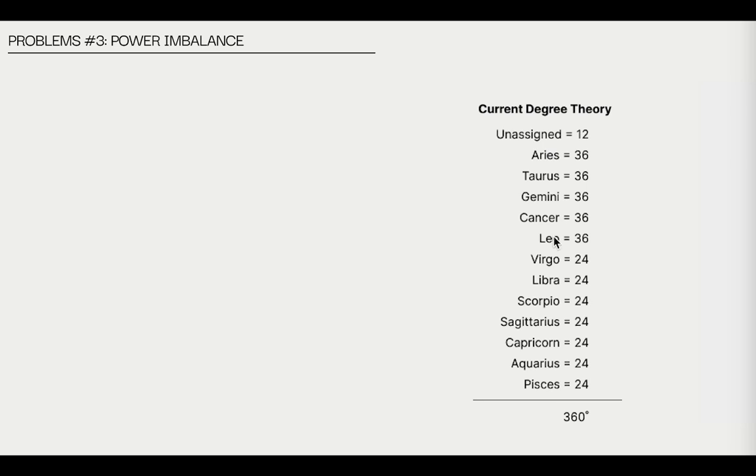And then we have Aries, Taurus, Gemini, Cancer, Leo owning 36 different degrees within the 360 degree circle. And then Virgo through Pisces owns 24. And so clearly here there's an imbalance, a power imbalance, inequality represented in how many degrees each zodiac sign rules. And then again, this shows the unevenness, inequality, and lack of repetition in the zodiacal pattern.